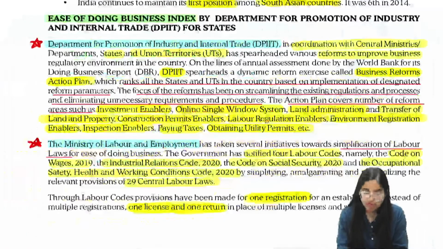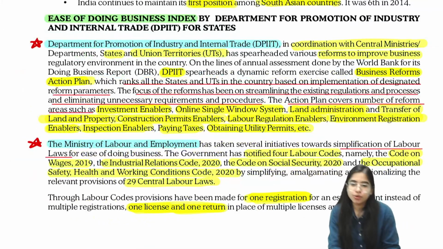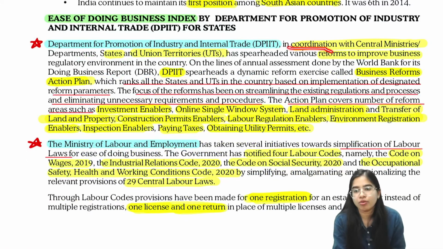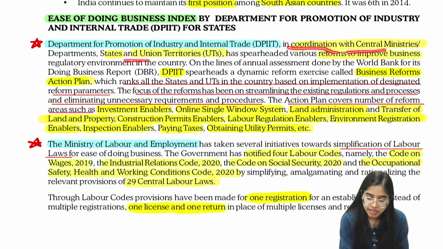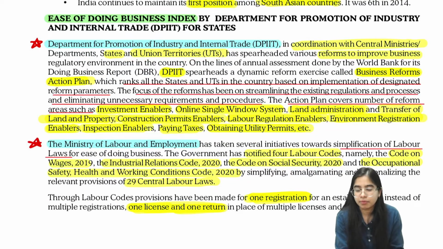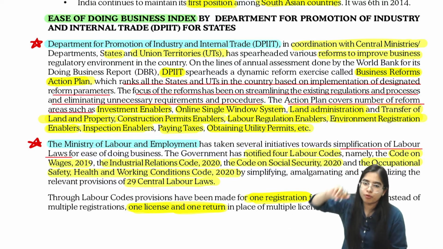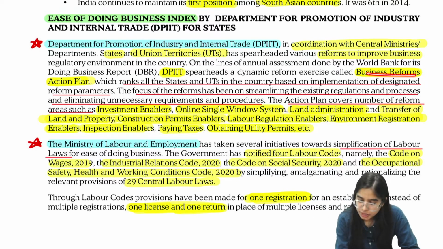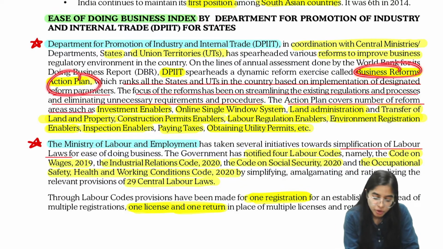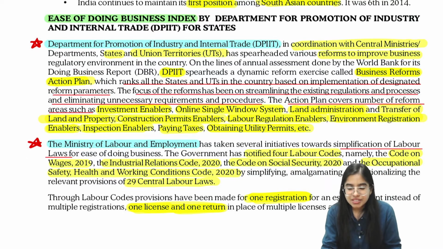So if you have seen the website of DPIIT, I want to tell you, this DPIIT along with central ministers and state and union territories ministers and department, it has brought various reforms to improve business. DPIIT has brought various reforms to improve business, and it has made one business reform action plan. This is important from MCQ point of view.